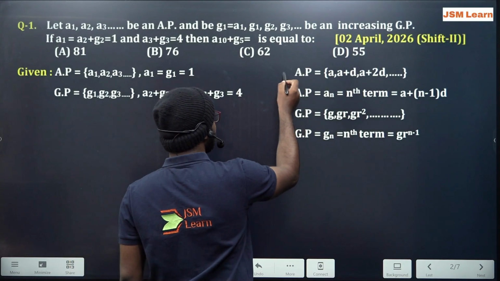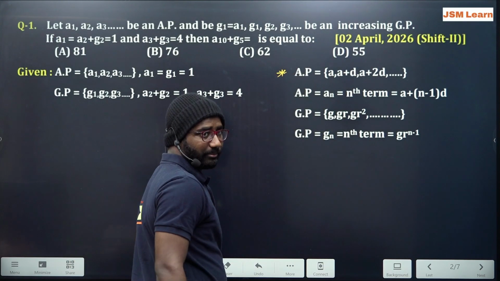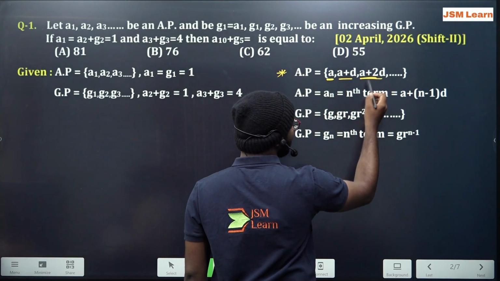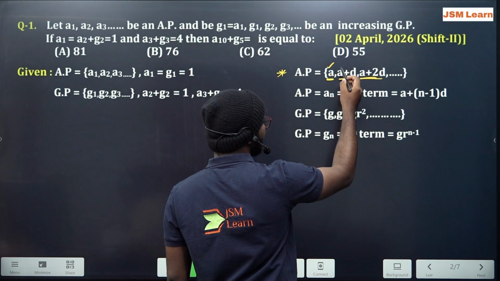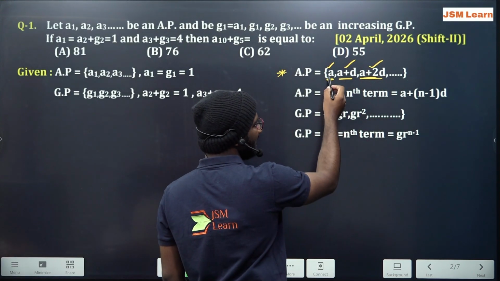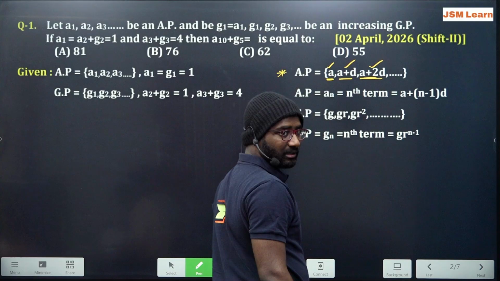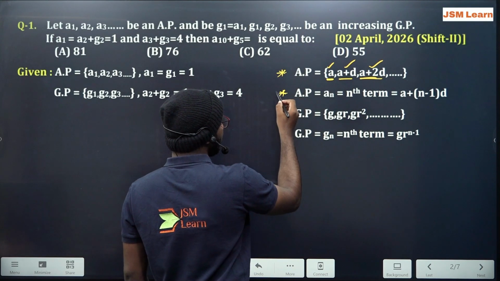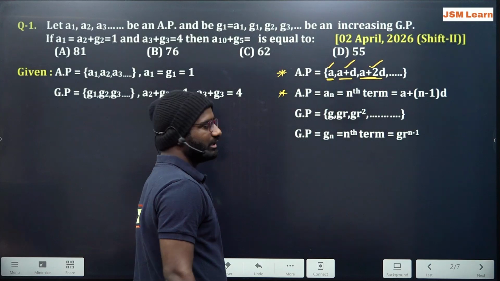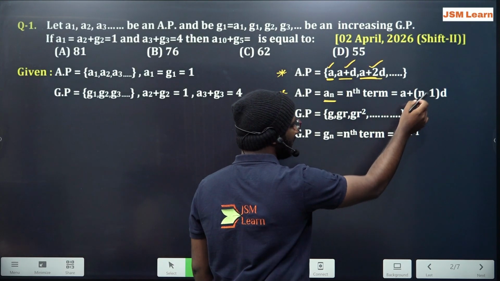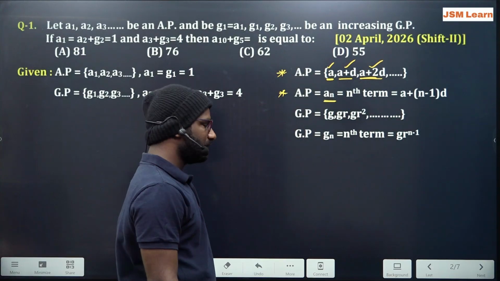We know that general terms of AP are A, A plus D, A plus 2D. This is the first term, this is the second term, this is the third term. Here A is the first term and D is the common difference of AP. And we know that nth term of AP can be denoted by A suffix n, that is equal to A plus n minus 1 into D.